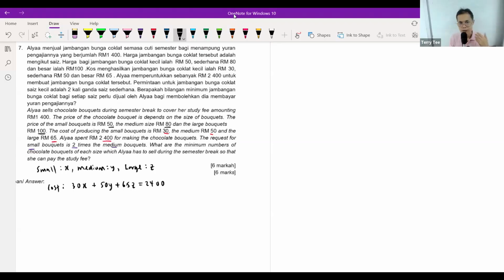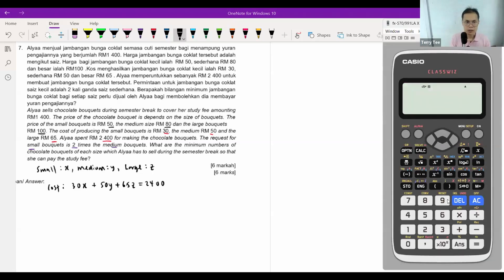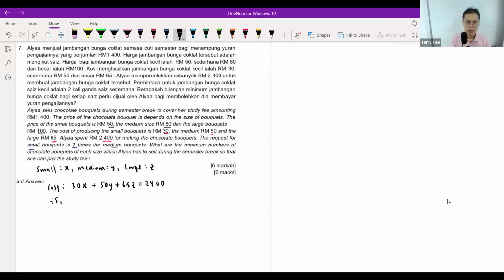I think we can simplify this equation by dividing everything by 5. So let us divide by 5. 30 divided by 5, you get 6. 50 divided by 5, you get 10. 65 divided by 5, you get 13. 2,400 divided by 5 is 480. That is equation number 1.